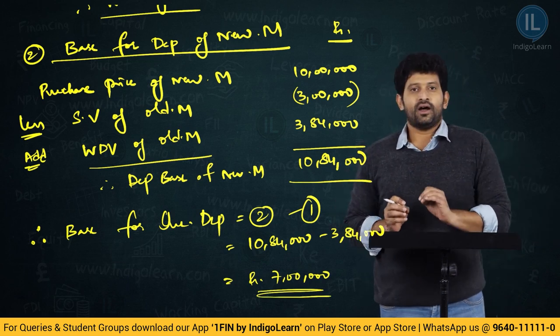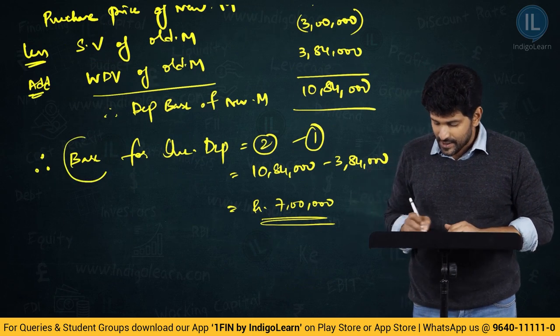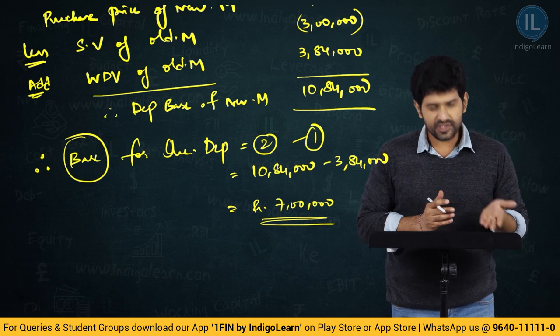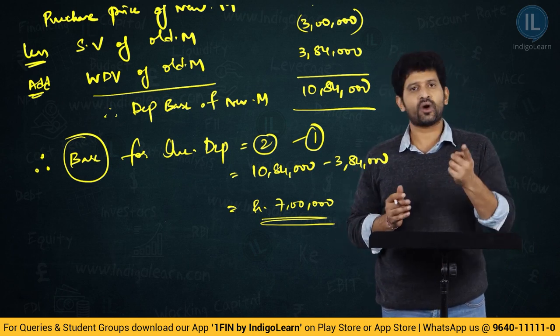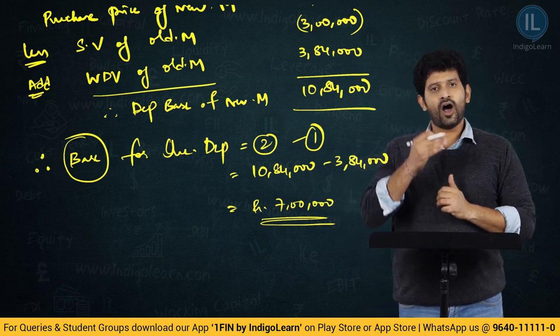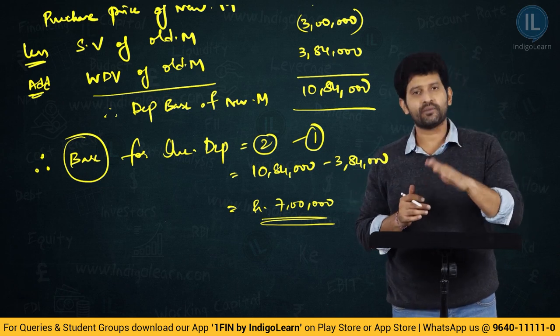This is the crucial point in this problem. Now, we will take it as base. So from this base, what we will do? The rate of depreciation is 20%. So 20% of 7 lakhs, that 10% is 70,000, so 1,40,000 is the incremental depreciation for year 1. Again, then minus 20% for year 2, minus 20% for year 3, minus 20% for year 4.